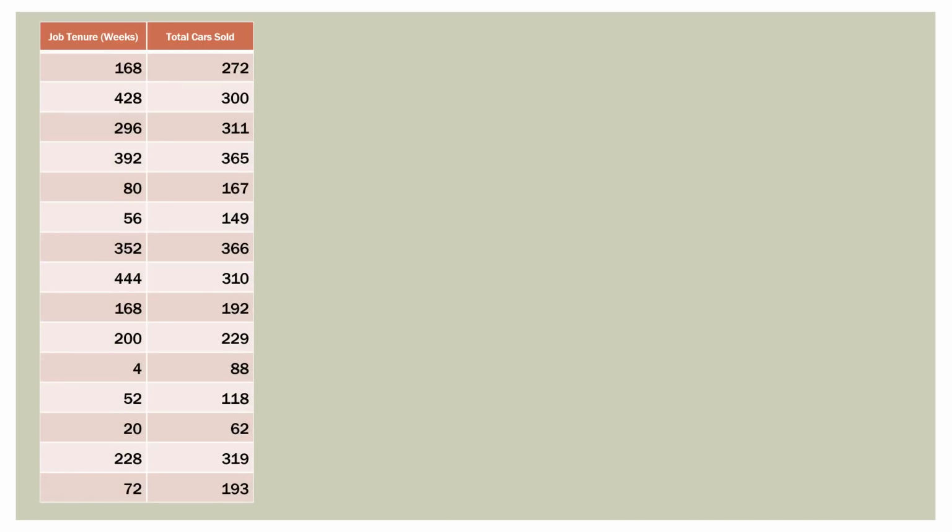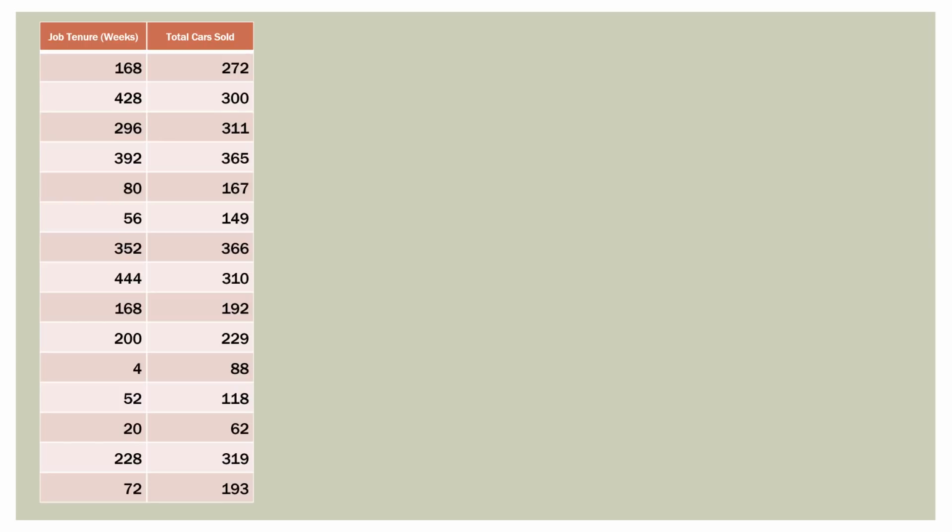So here is our data. We can see that the first salesperson worked at Buckley's Used Cars for 168 weeks and sold a total of 272 cars. So more than one car per week, which is pretty good. The second person, however, worked there 428 weeks, but only sold 300 cars, so less than one per week, and so on and so forth.